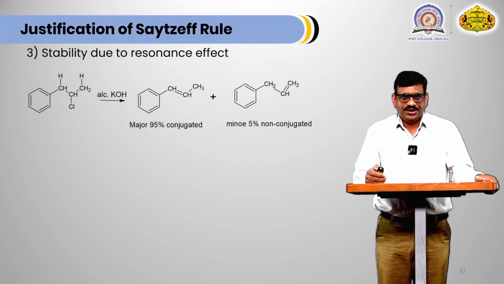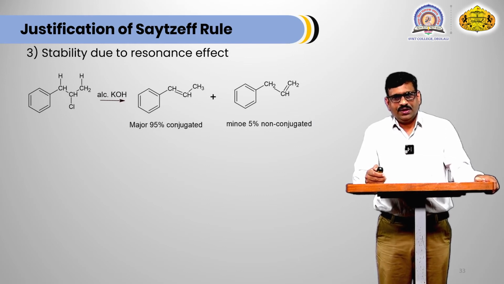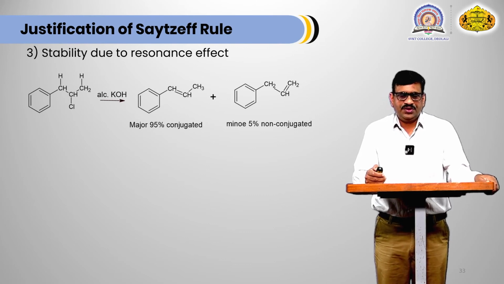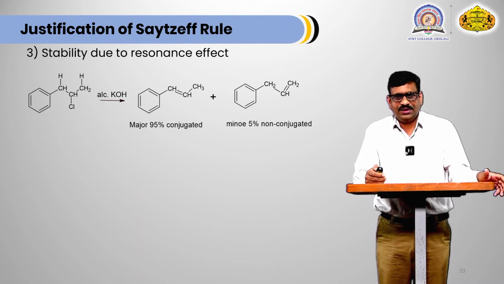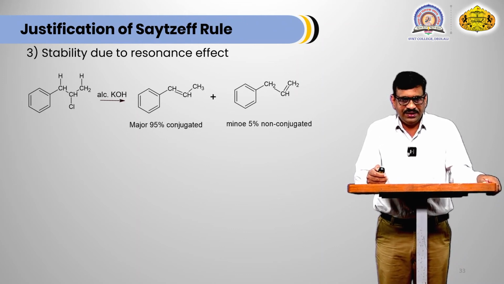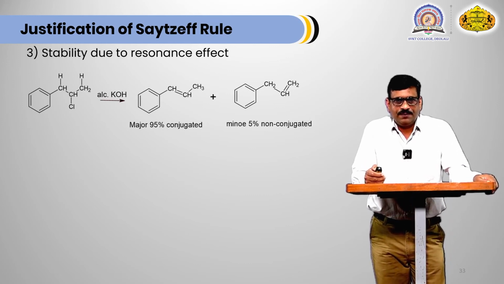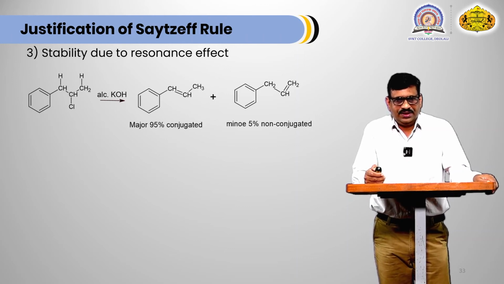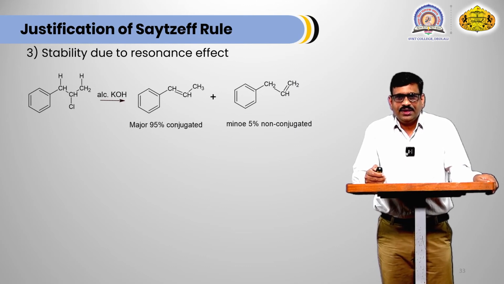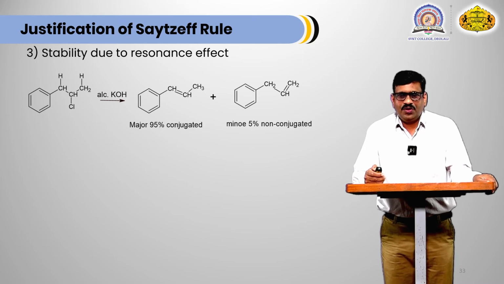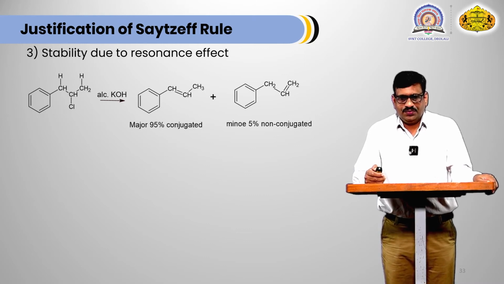This is the third justification for Saytzeff rule, stability due to resonance effect. When the double bond produced is in conjugation with a benzene ring or is in conjugation with another double bond, then stability of that alkene increases. In this case, two products are obtained. In the first product, the double bond which is generated is in conjugation with the double bonds which are present inside that benzene ring. In the second example, the double bond which is generated is not in conjugation with the double bonds which are present inside that benzene ring.